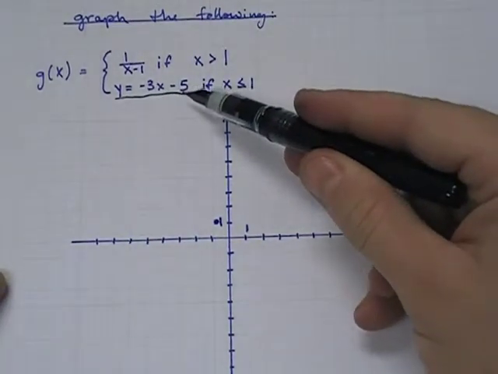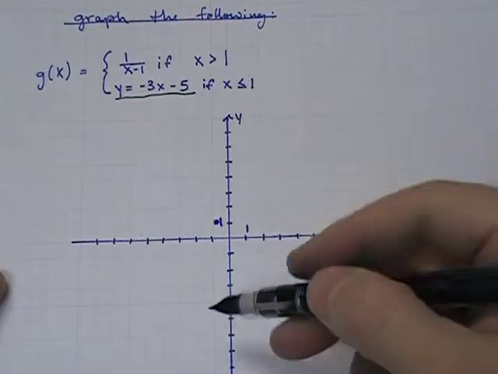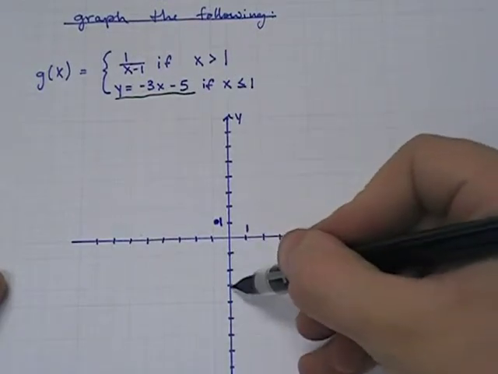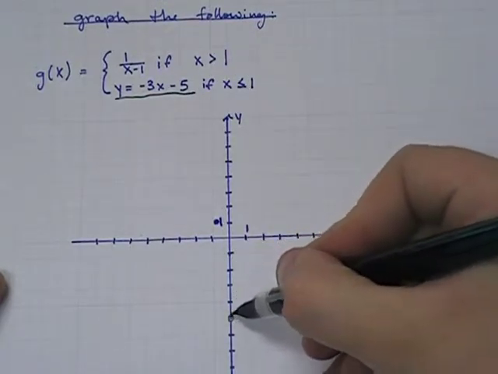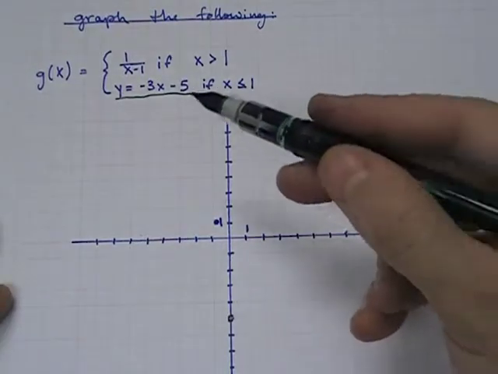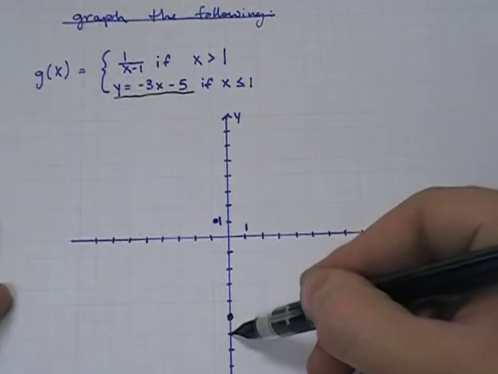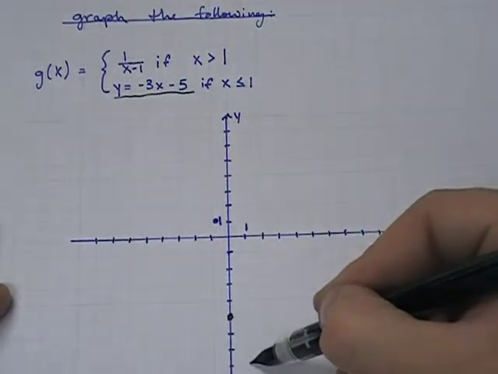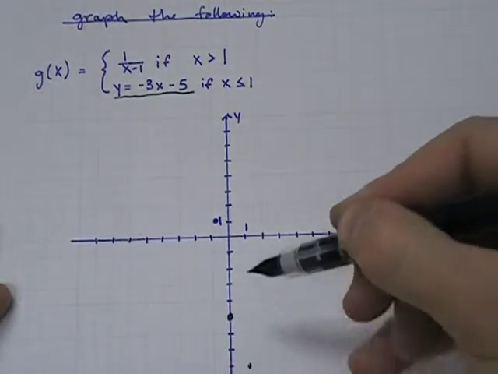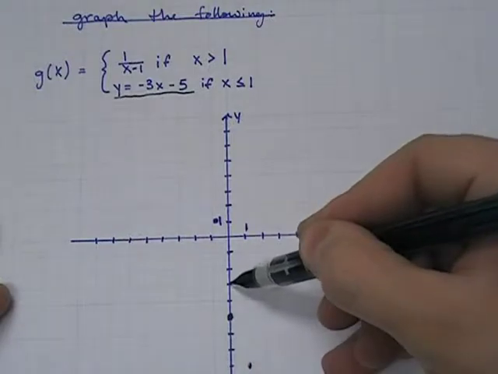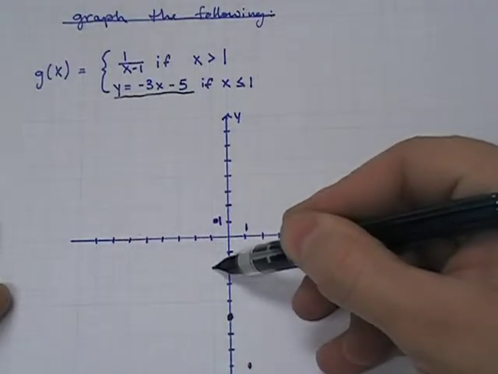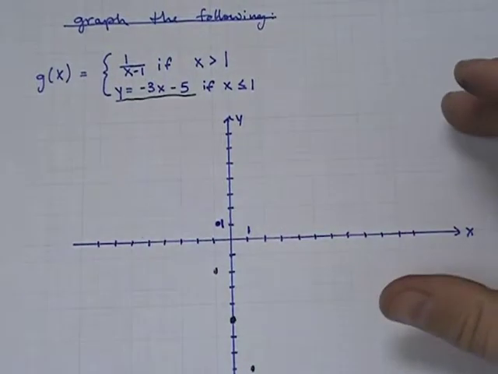And my y-intercept is -5. Okay, so 1, 2, 3, 4, 5. I'm going to go down to -5, make a point. And my slope is -3/1. So that means I'm going to go down 1, 2, 3, and over 1. Or I could go up 1, 2, 3, and to the left 1. Either way works.